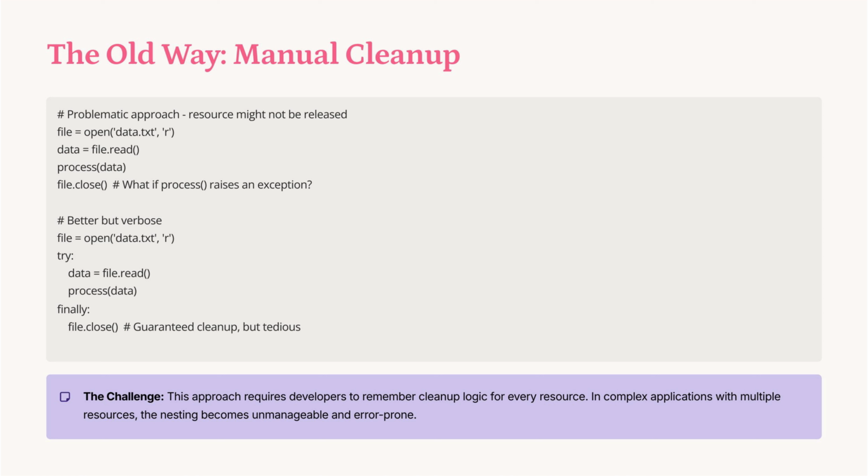Manual cleanup in resource management is fraught with challenges. Developers must remember to close resources like files, risking leaks if exceptions occur. While try-finally blocks ensure cleanup, they are verbose and cumbersome. In complex systems, this approach leads to unmanageable nesting and increased error potential, highlighting the need for a more efficient solution.